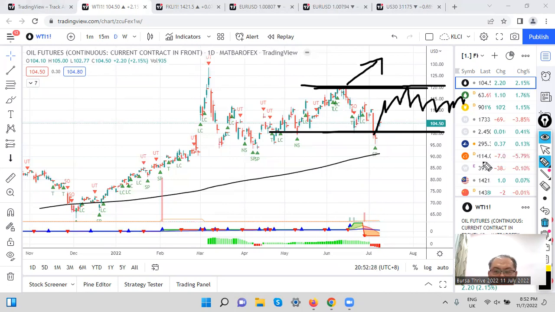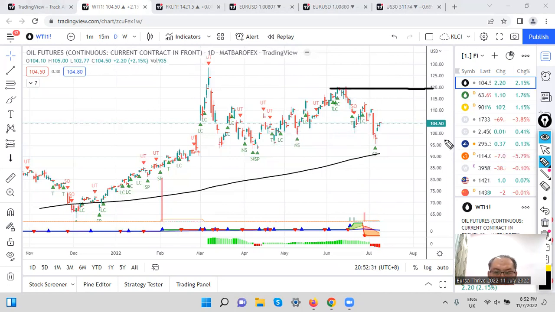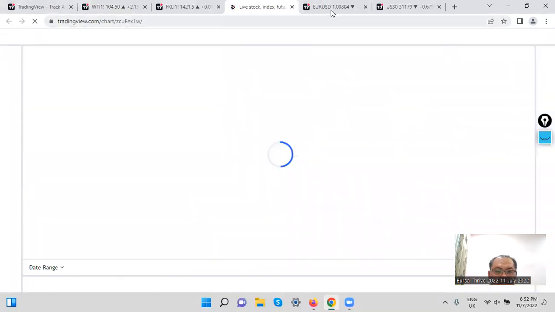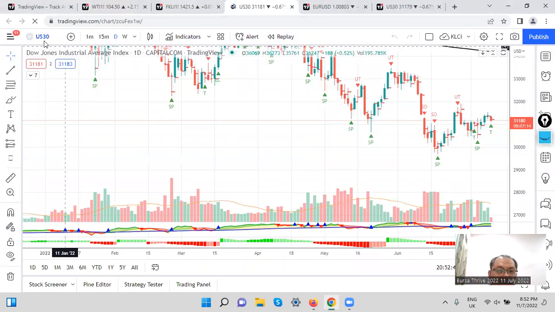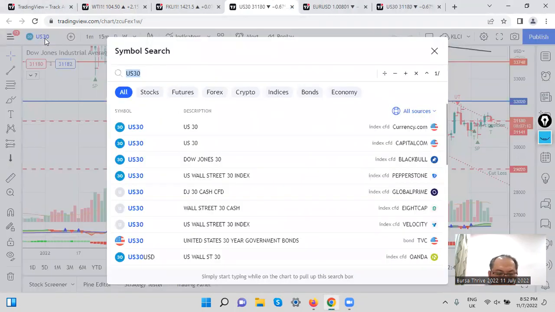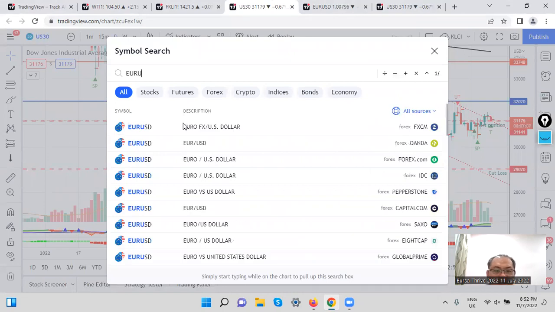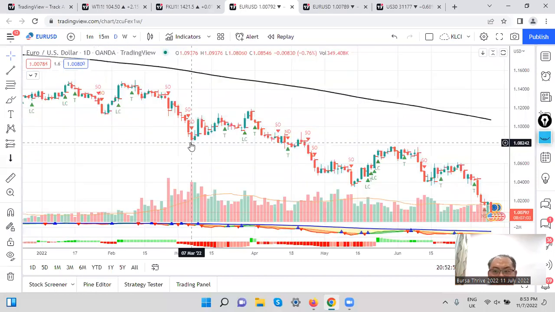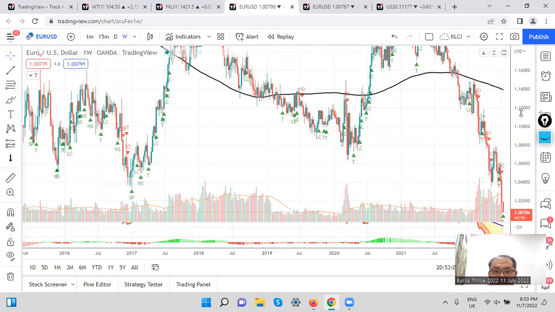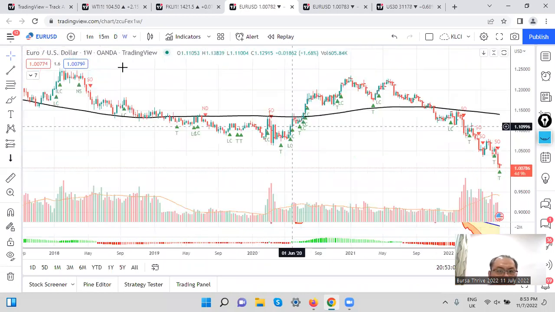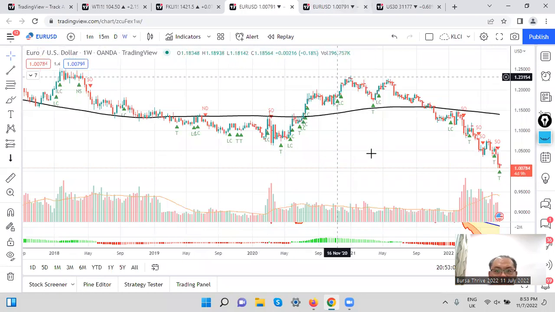But however, even at this level, one more interesting thing, this one you need to see. Wait, let me reselect again. Actually, I want to show you the Euro against the USD. Euro against USD. You can see here. Not this one, I think. Okay, this one. Yeah.